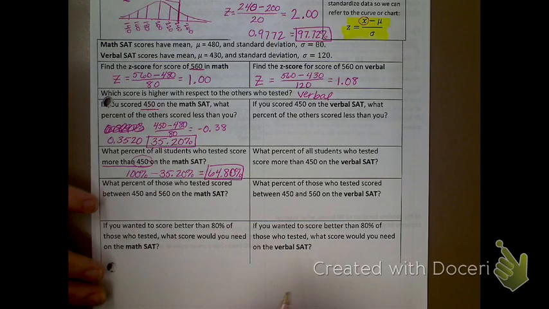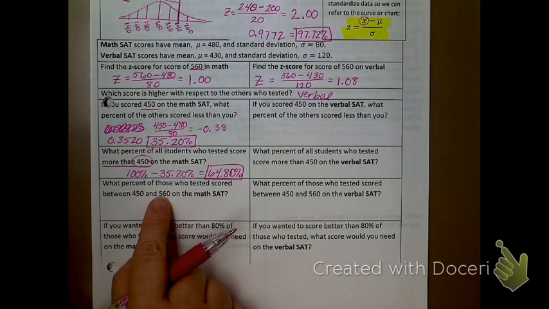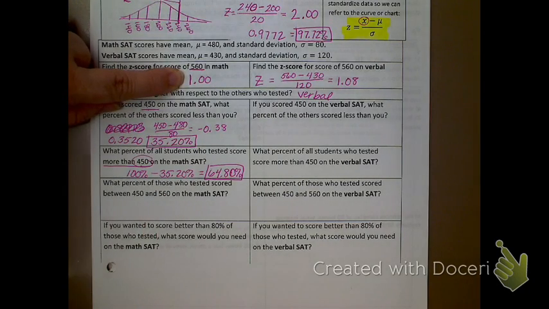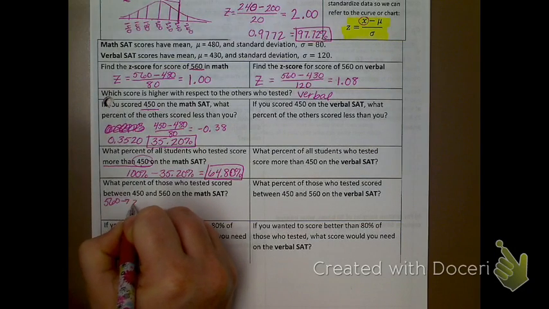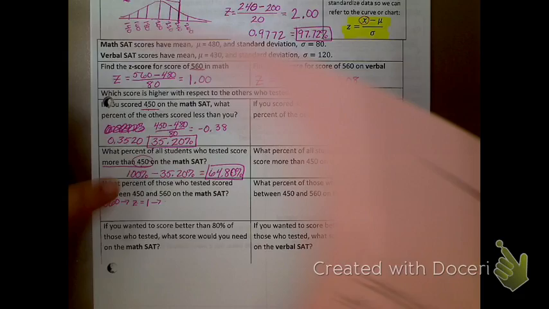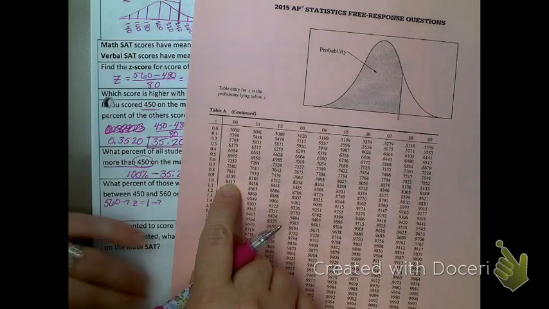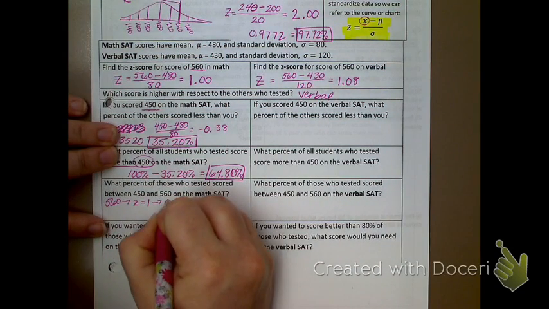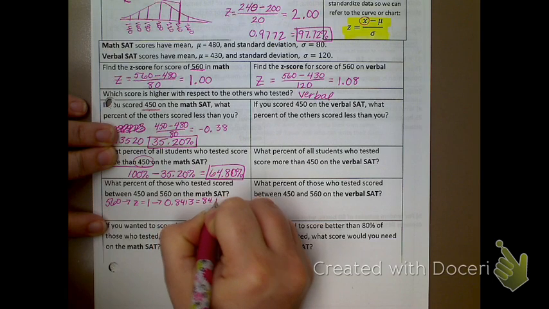All right, what percent of those who tested scored between 450 and 560? Now this one takes a little bit of thinking. Between 560, that's based on our number up here, we need to go a little bit further. So 560 gave us a Z-score of 1, and the percentage of people that scored less than 560 based on a Z-score of 1.00 would be 84.13%. 0.8413, which is 84.13%.